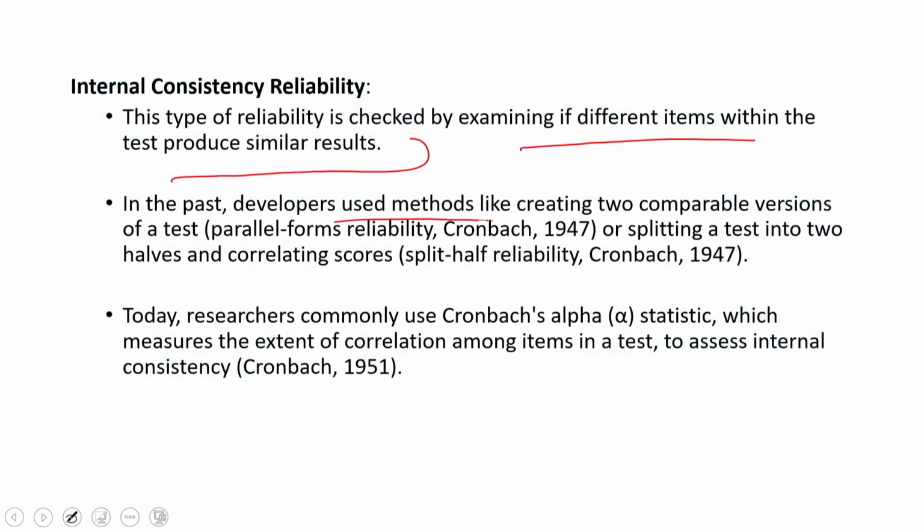Mostly developers use methods like creating two comparable versions of the same test and seeing the correlations, or they split the same test into two halves. Let us say 10 items, so they split it into 5 and 5 and see whether the scores are correlated or not, which is called split half reliability. This is another way. Today, mostly people do not do all of this, they just calculate a score called Cronbach alpha, which shows an indication of the internal consistency of the items. So, it gives you an idea whether the test is reliable or not.